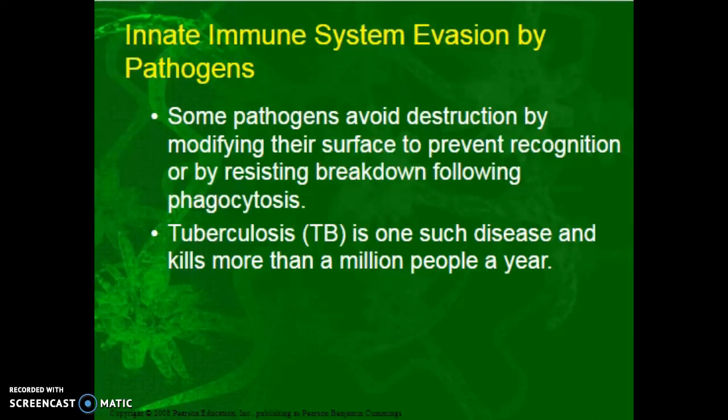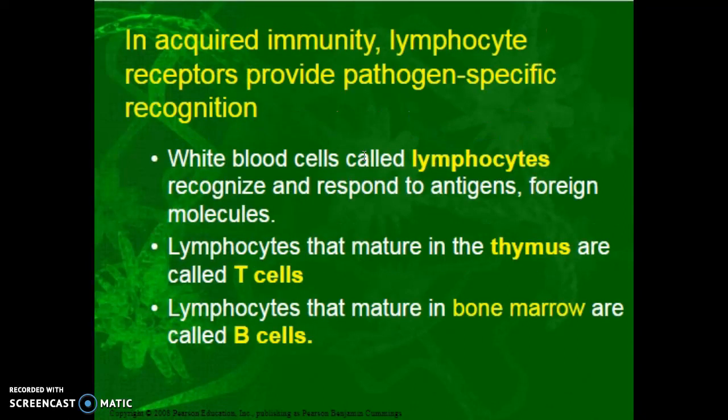Some pathogens can avoid the innate system. They can modify their surface. Basically they can mimic a class 1 MHC protein. They don't have it, but they have something that's structurally close. So remember, structure controls function. Tuberculosis is an example of one of those diseases. It kills more than 1 million people a year still today.